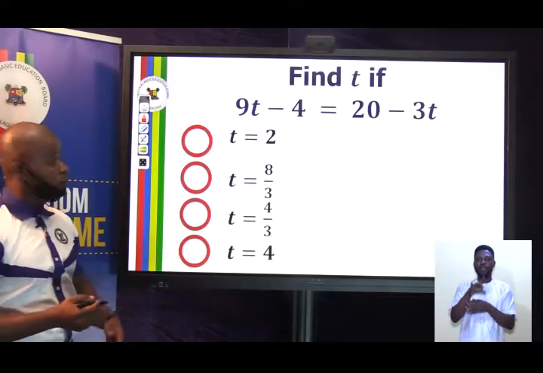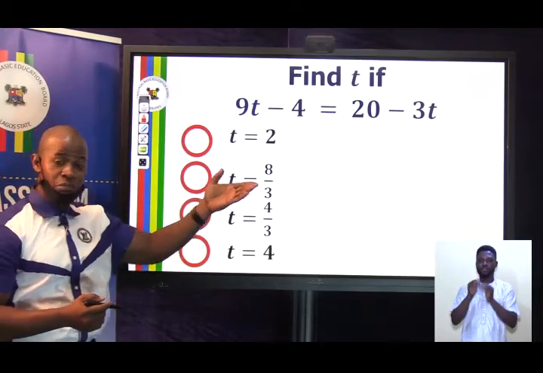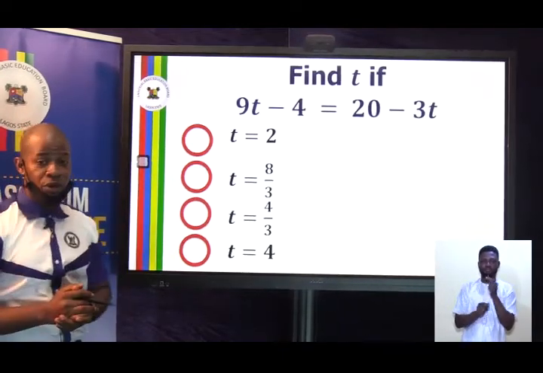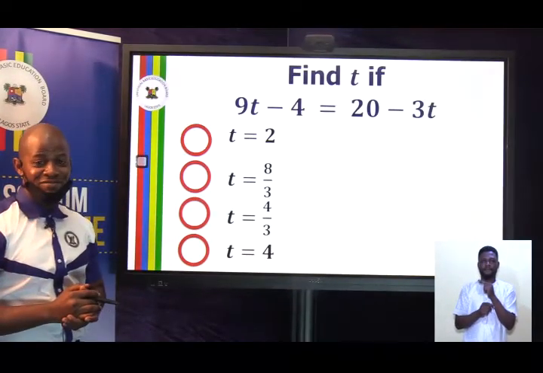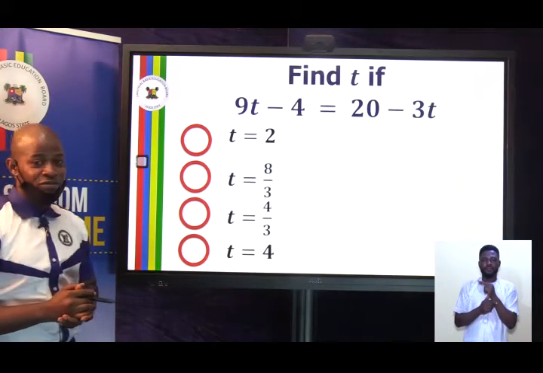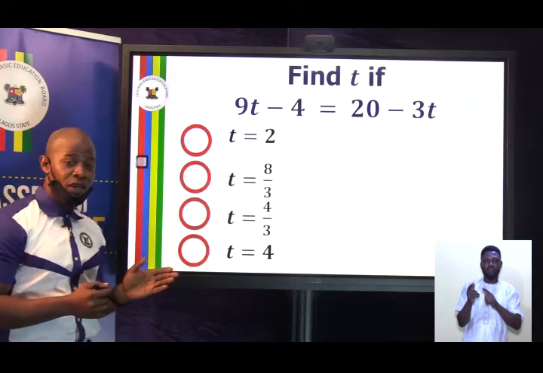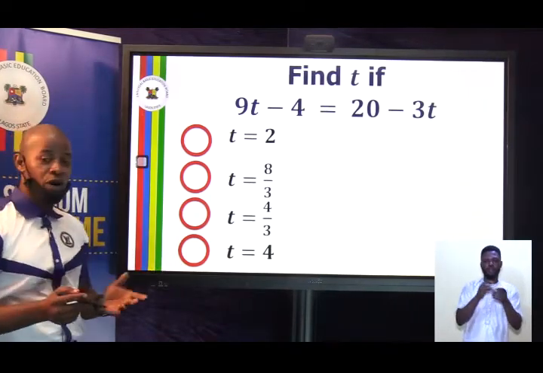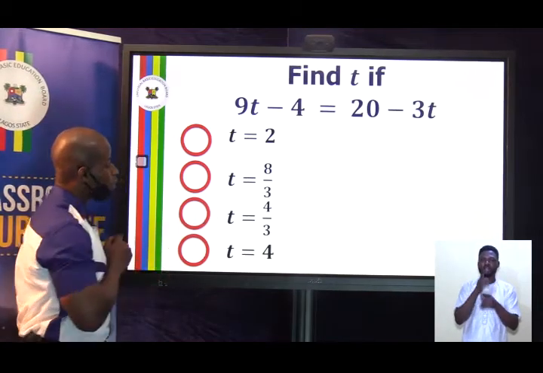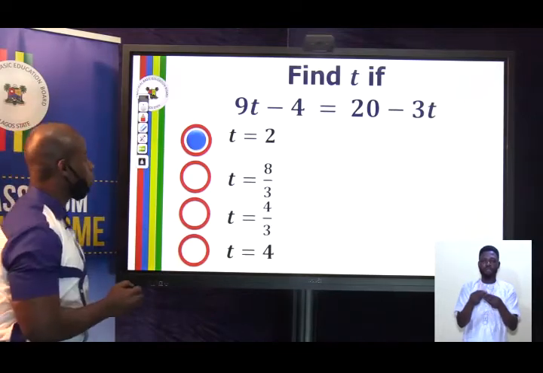Next question says, find t if 9t minus 4 is 20 minus 3t. Work that out quickly and select your answer from here. You should begin by taking the letters to the left and the numbers to the right, and you should be having your answer right about now. Let's see what that answer is. The answer should be 2. So I'll just show you how that is going to be worked out.